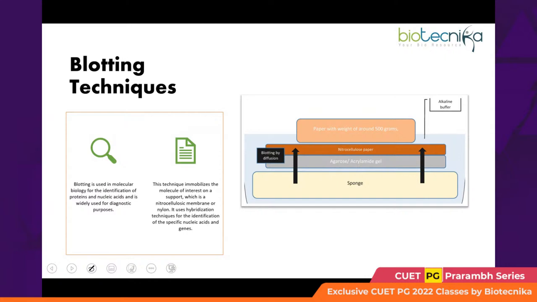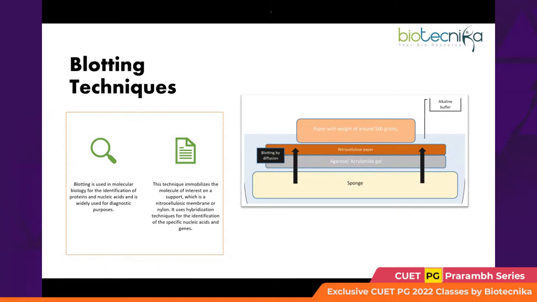Whatever we have separated in our electrophoresis, whether it is DNA or protein, the gel is kind of fragile, so we cannot store the gel for long. Also, gel electrophoresis separates proteins or DNA according to their fragment length. But how do we identify whether a particular DNA or RNA from a gene, or a particular protein, is present in the sample or not? For that purpose, we have to go for blotting.